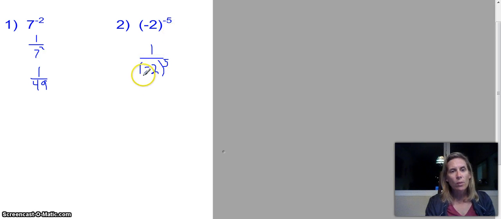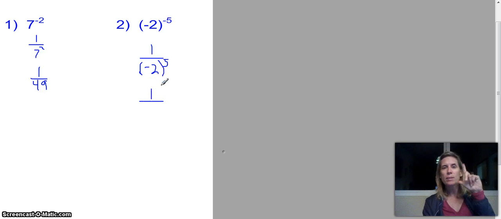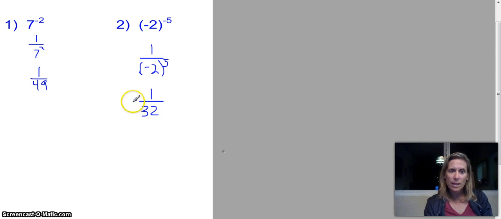And notice the entire quantity is happening how many times? 5 times. Good. So, and it's negative. So, negative 2 times negative 2, 4. 4 times negative 2, negative 8. Negative 8 times negative 2, positive 16. Positive 16 times negative 2, negative 32. Okay, we could put the negative in the denominator, but usually the negative is brought up to the numerator to show that the entire fraction is negative. So that's what we'll do.